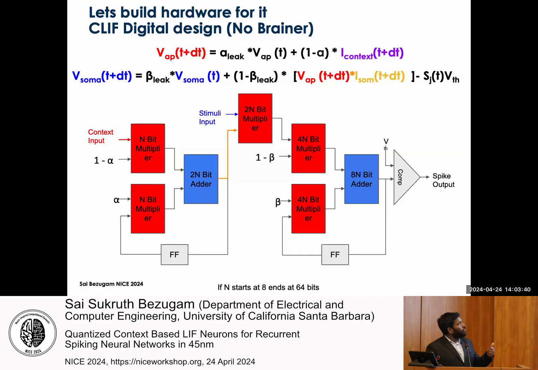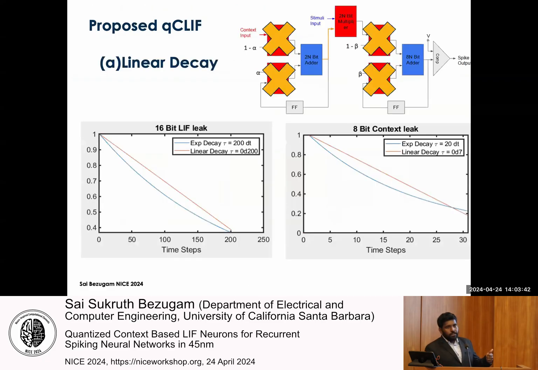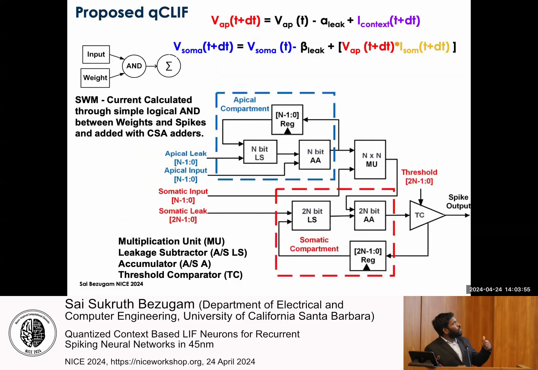So the first idea was to remove the exponential leakage and do a linear leakage, and find the parameters which would be helpful in a certain range. And we were able to do that. And we modified the equation so that the current value of the apical compartment or somatic compartment is decayed with a constant voltage. It resets whenever it is 0, or the somatic compartment resets when it reaches a certain threshold.